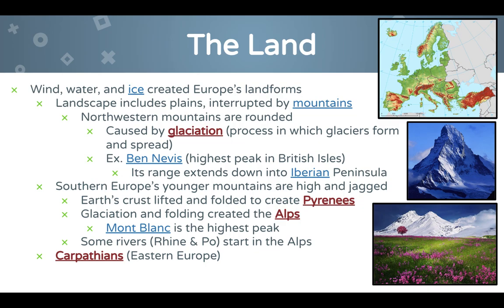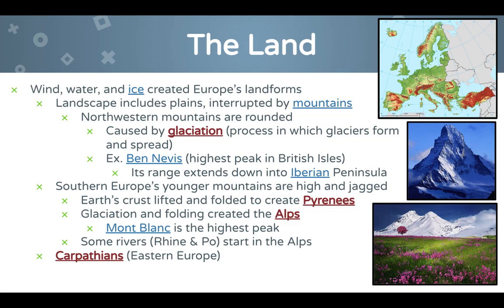Like Ben Nevis, for example, which is the highest peak in the British Isles, its range extends all the way down the Iberian Peninsula, but it is much more rounded than what you see in the Alps. Okay, so this right here is Mont Blanc in the Alps. This is a much more jagged mountain, as you can see. In southern Europe, the mountains are younger, and so they're much more jagged.